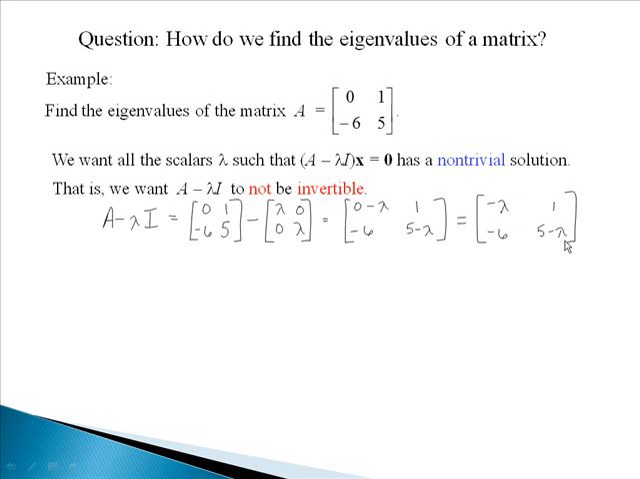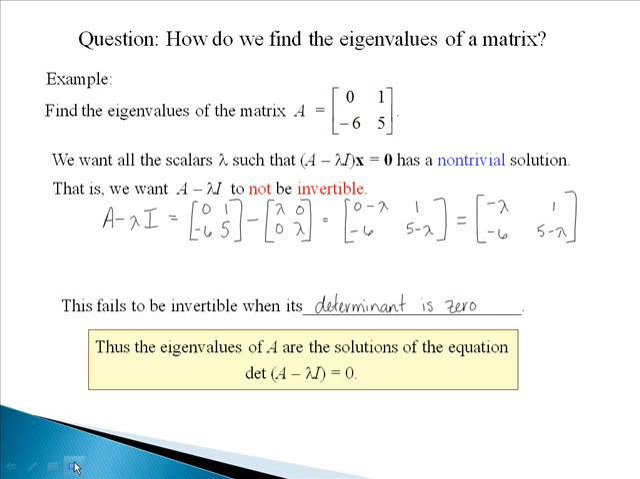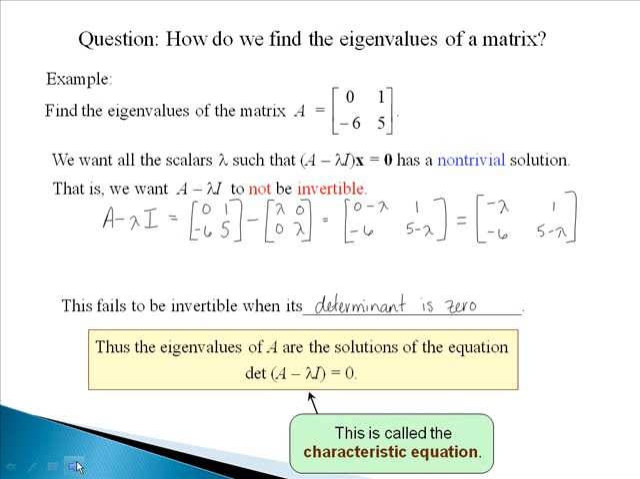And remember, we're wanting to find out when this matrix is not invertible. So it's a 2 by 2 matrix, and it fails to be invertible when its determinant is 0. So we want to find when will it happen that the determinant will be 0. So the eigenvalues of A are then the solutions of our equation, the determinant of A minus lambda I equal 0. And this equation is called the characteristic equation.